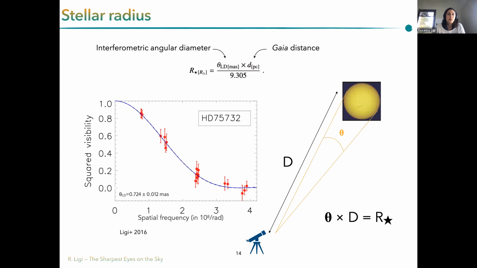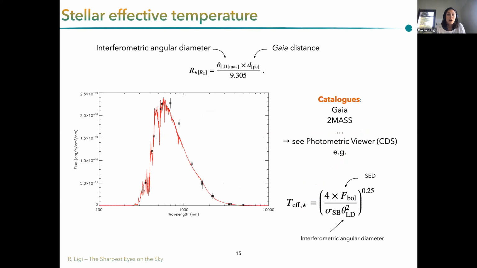I think the most straightforward parameter that can be derived with interferometry is the angular diameter. You know that by measuring the modulus of the visibility, we can get the size of the star, so the angular diameter. And if we know the distance to the star, we can derive the stellar radius. This is really convenient, and it's been done for many stars now, using different interferometers, like the CHARA array or the VLTI or others.